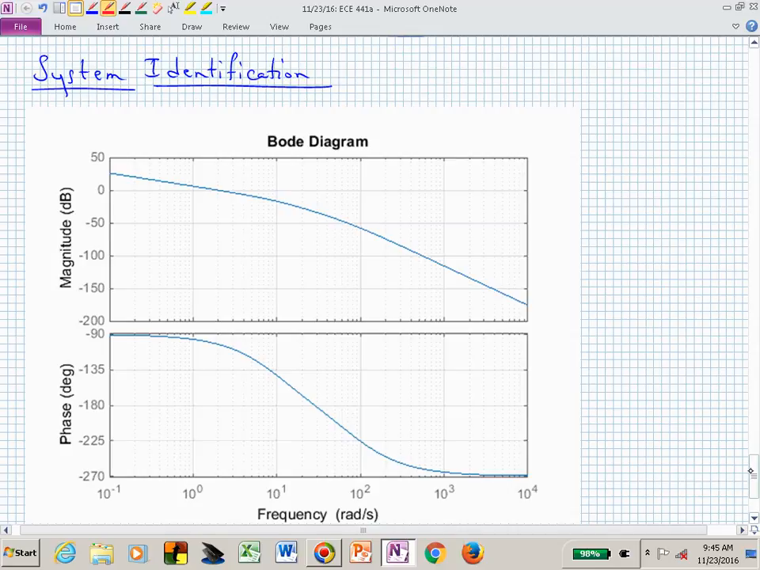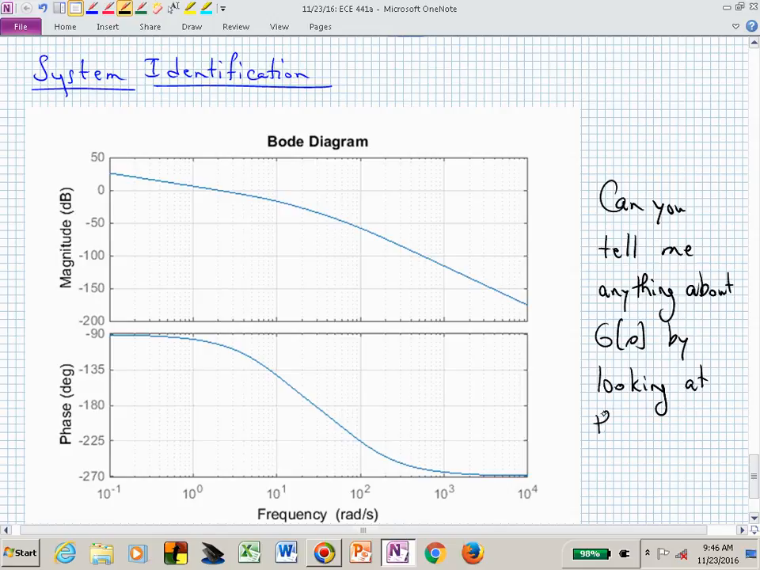System identification. What's this? This is now, can you tell me, maybe I shouldn't set these questions up this way. Can you tell me anything about G of S by looking at this magnitude and phase information, by looking at the Bode plot?